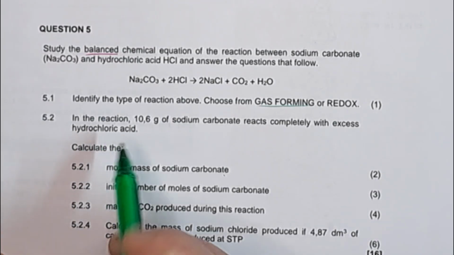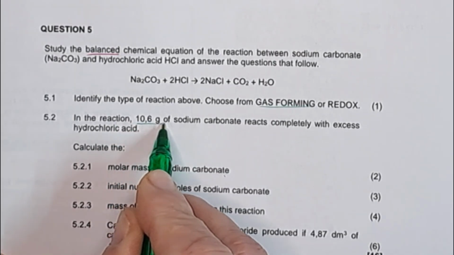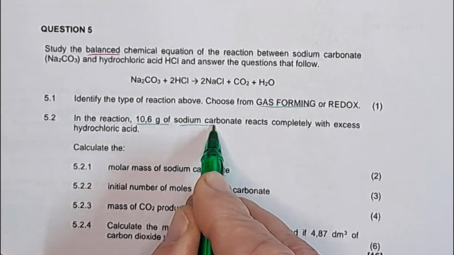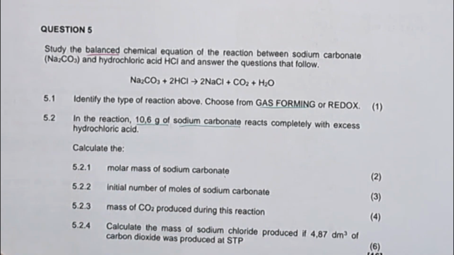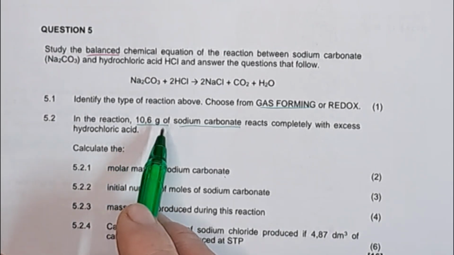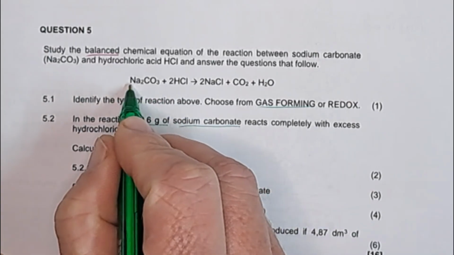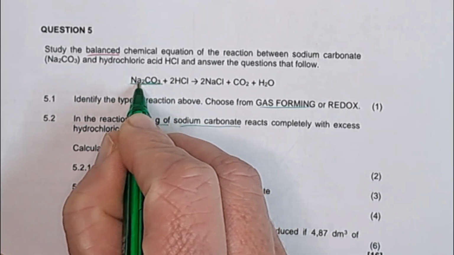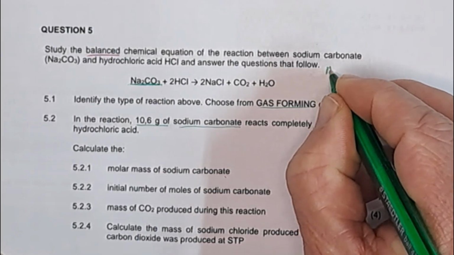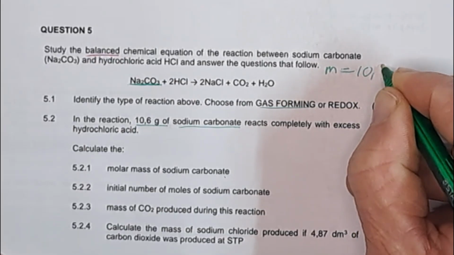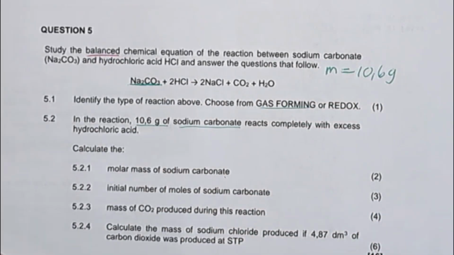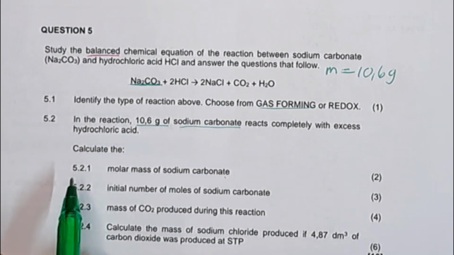In the reaction, 10.6 grams of sodium carbonate reacts completely with excess hydrochloric acid. So in the end, they did give us 10.6 grams. So for this, let's make this green. For green, we've got small m, the mass, which is 10.6 grams. Alright, then we're going to continue.